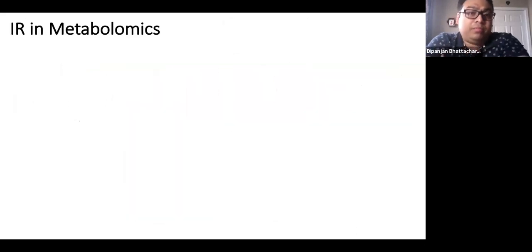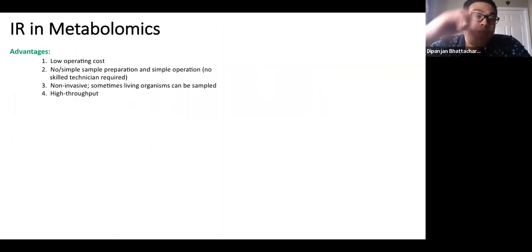Okay, so let us now see what's been done in the literature to use IR spectroscopy in the field of metabolomics. There are some advantages to using this technique. Obviously, it's low operating cost. The first thing you need to spend money on is the IR machine, and it's certainly way cheaper than mass spec or NMR machines. And the sample preparation is super simple, or practically no sample preparation is required.